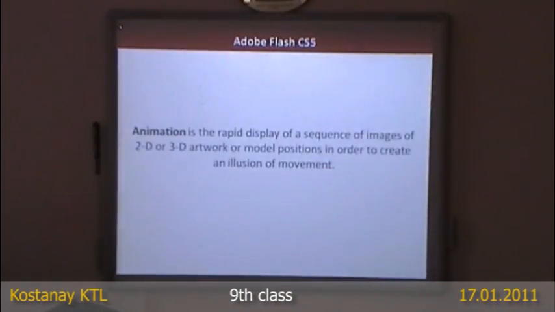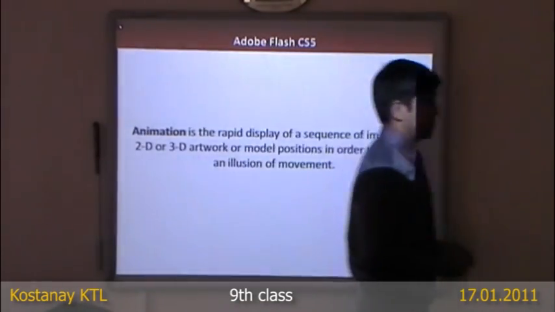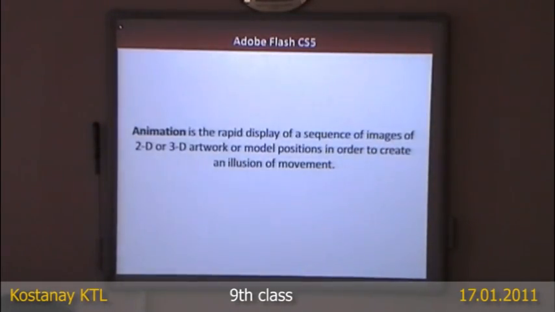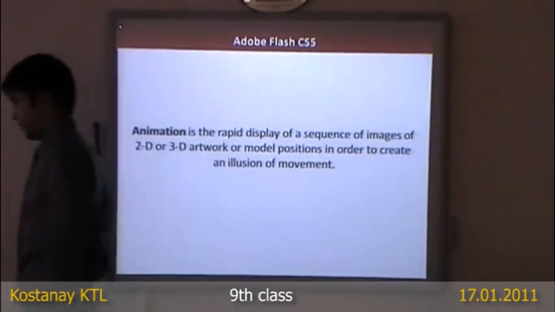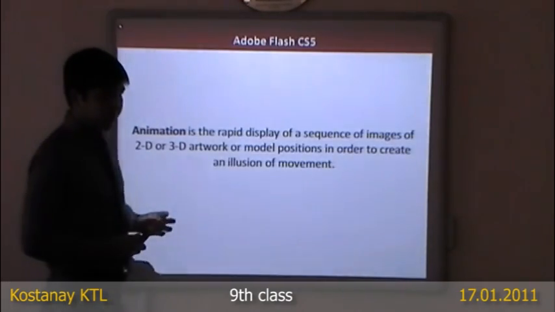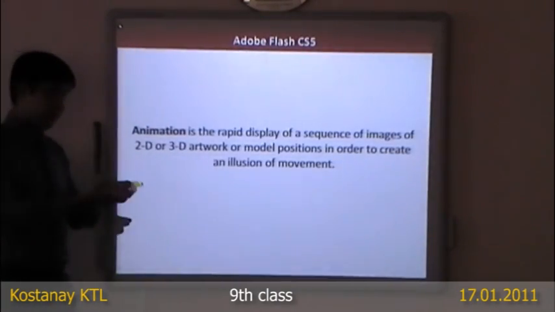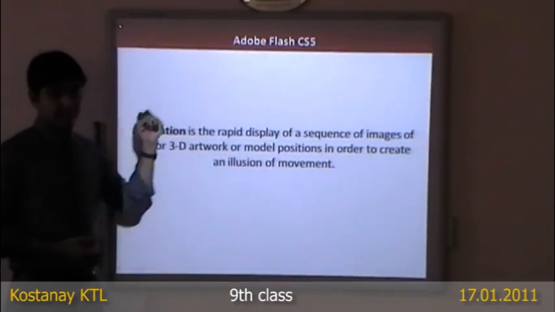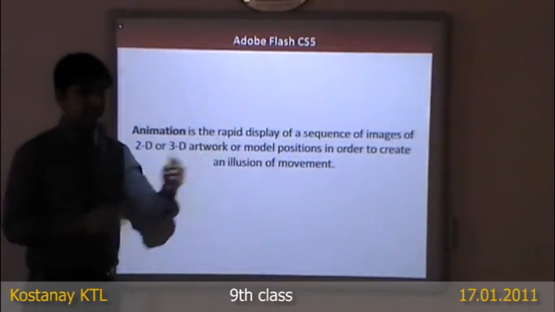Please write down. I will explain. This is the definition of animation. Just write down. Now, in simple words, animation means moving some object, or movement of some object from one place to the second, from point A to point B in some time.